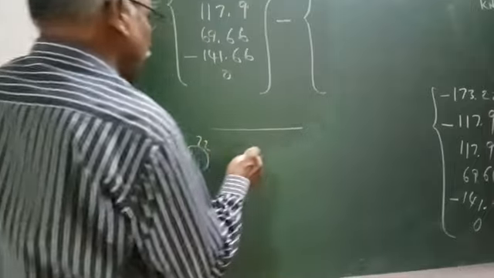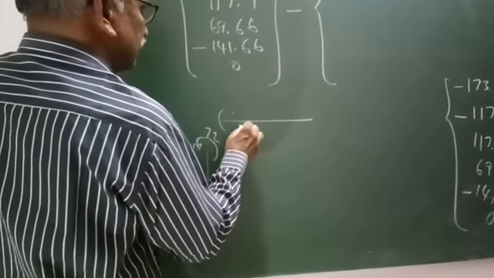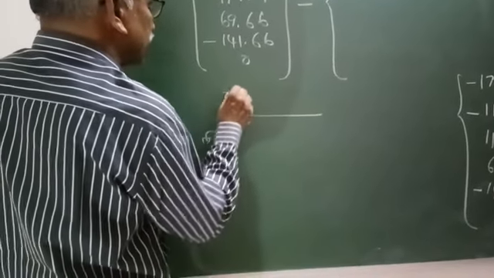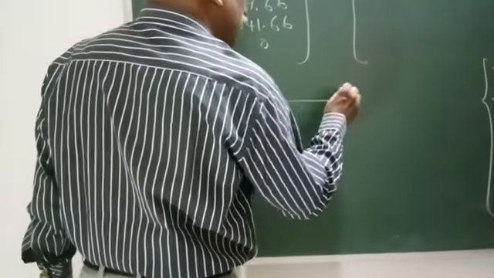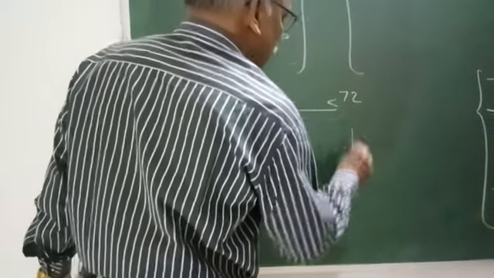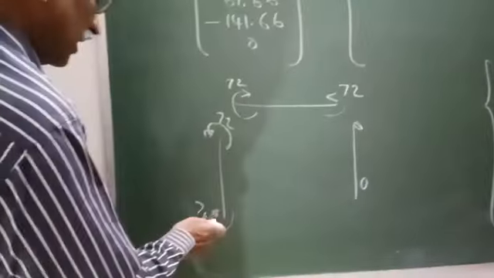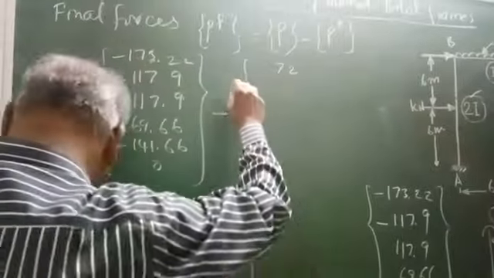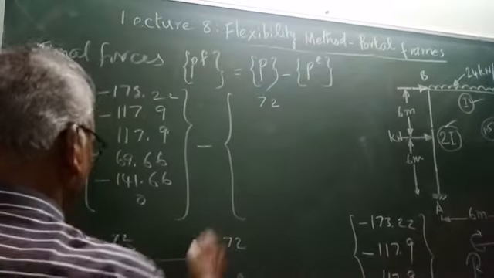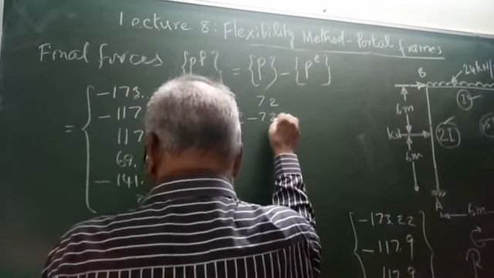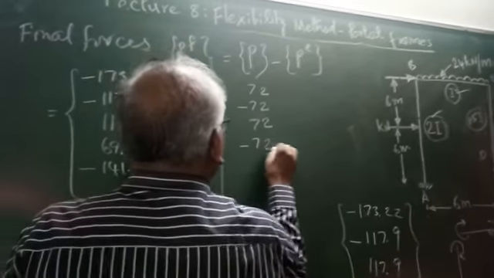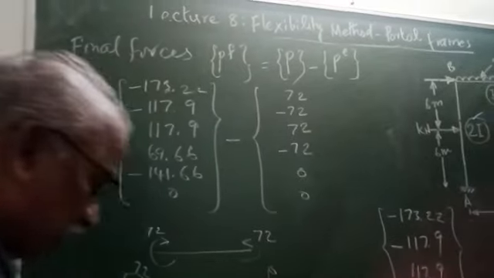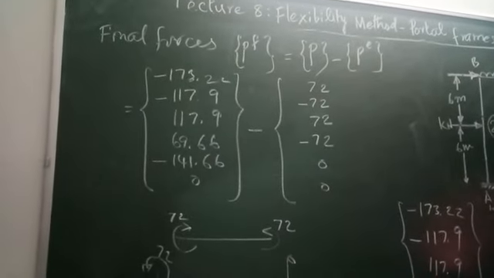For the beam, again this is anti-clockwise 72. So equivalent joint force will be plus 72. And here the fixed end moment will be clockwise. Therefore the equivalent joint force will be minus 72, 0, 0. Therefore these are the equivalent joint forces: 72, minus 72, 0, 0.